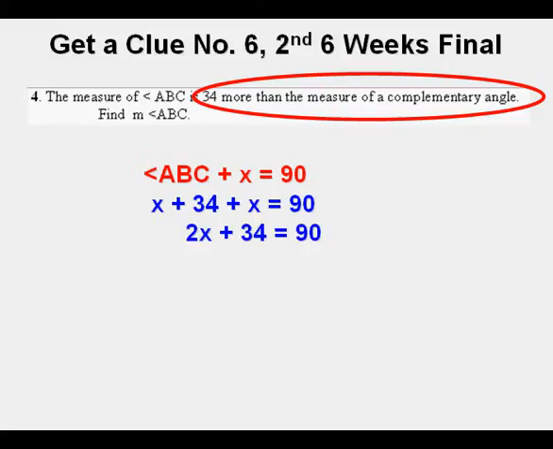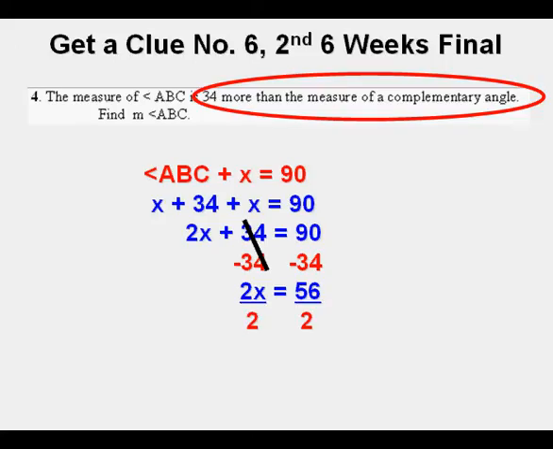So now we have 2x plus 34 equals 90. We subtract 34 from both sides. Cancel 34 minus 34 on the left side. Bring down what's left, 2x equals 56 degrees.